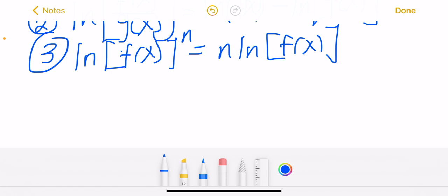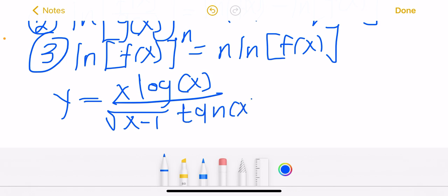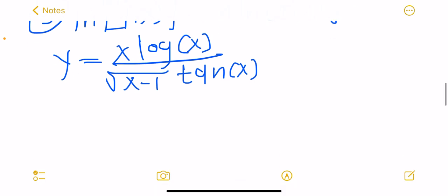So let's work with an example so we can better understand how to do logarithmic differentiation. Okay, so let's say we have a function where we have to find dy/dx, where y is equal to x log of x over square root of x minus 1 multiplied by tan of x. Okay, so we have to solve this function using logarithmic differentiation.